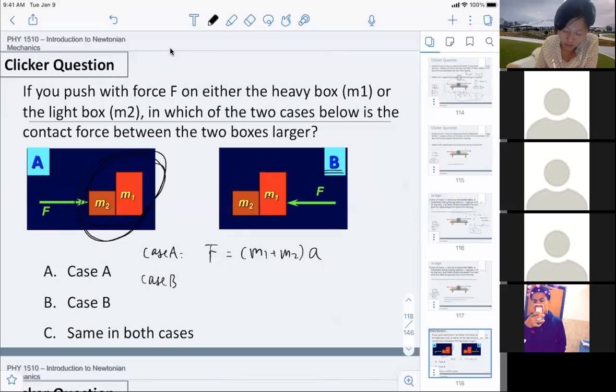So case 2, it's not going to be anything different. I have the same force, and again, I'm pushing both of them. So I have the same information. So I'm going to say case A and B give us the same information, that the acceleration is equal to F over M1 plus M2. Okay, what should I do next?